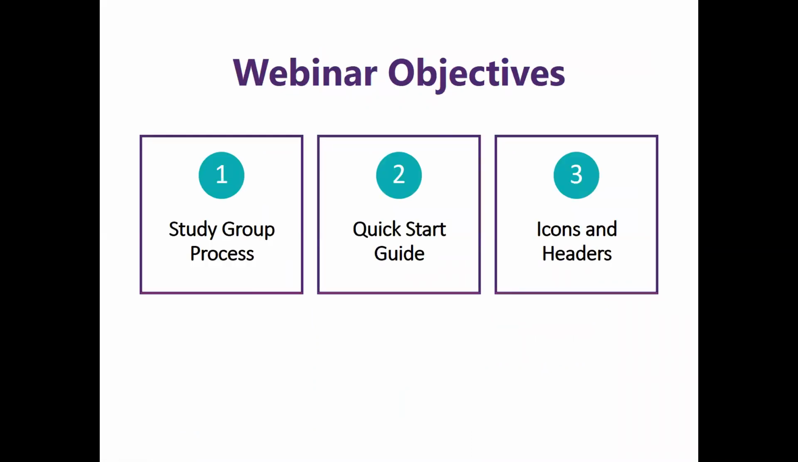The objectives for today's learning session are threefold. First is to quickly review the 6 steps that will be involved in the full CCAT study group process. Second is to reference the Quick Start Guide and make sure that you have the materials you need to get started with the initial steps of the study group. And finally, to orient you to the various types of icons and headers that are utilized throughout all of the supporting documents.